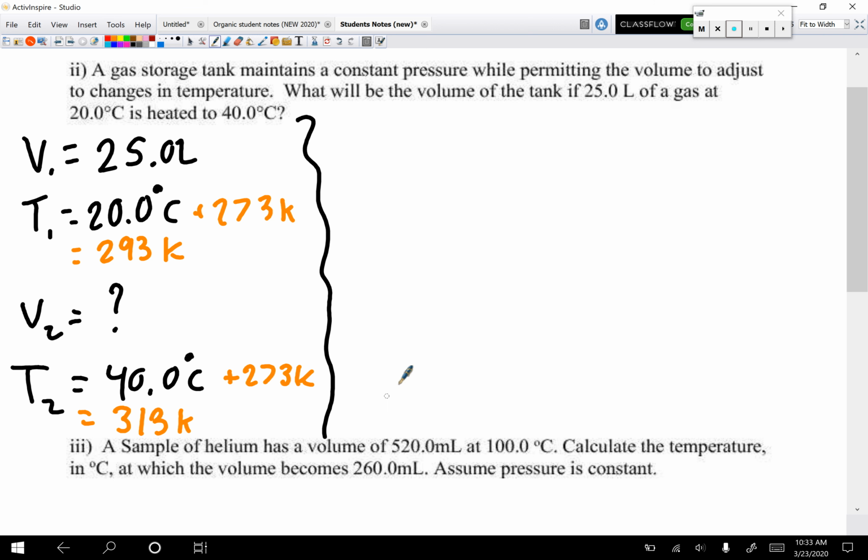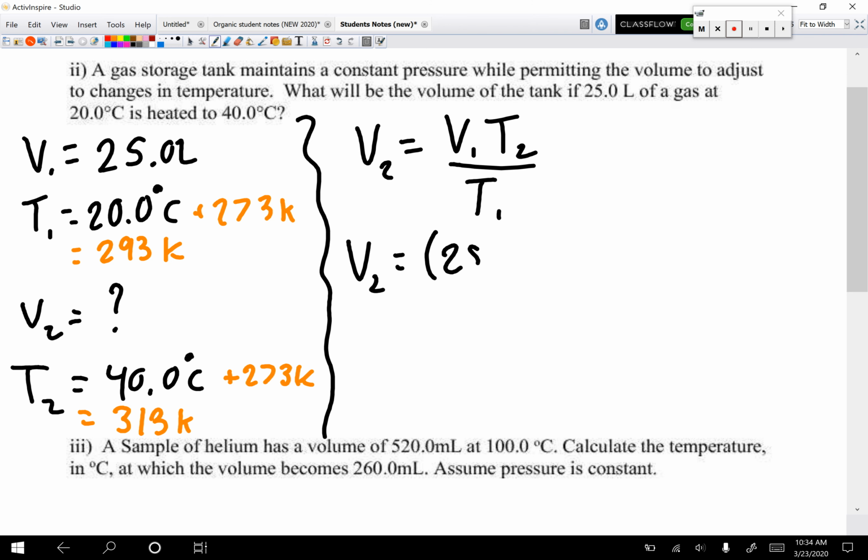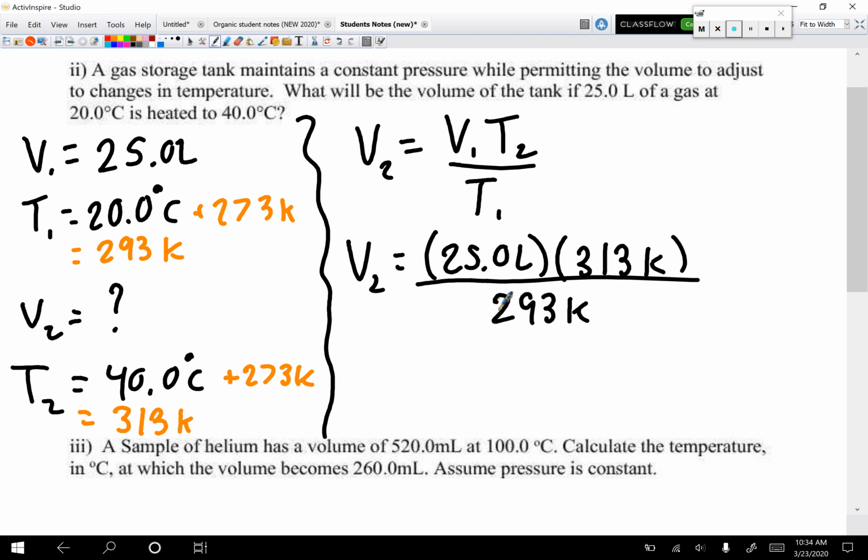Now, actually in this right here, we are solving for V2, so I'm not going to show the rearranging of the equation again, just because we had it on the previous page. So if you want to go back, just rewatch the first little bit and see how I rearranged that one. But anyway, from the rearrange on our previous question, we have V2 is equal to V1 times T2 all over T1. So in this case, we have our V1, which was 25.0 liters, T2 is 313 Kelvin, all over our 293 Kelvin.